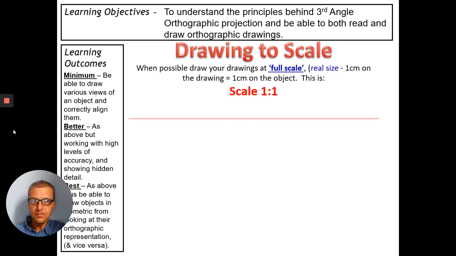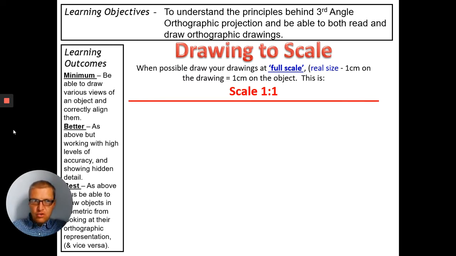Okay, so when you're drawing something in orthographic, where possible, you draw it at full scale. That means you draw it at real size. So if I was drawing my phone, let's have a look and guess, my phone's about 13 centimeters tall. If I was going to draw it at full scale, at real size, then when I draw it, the drawing would be 13 centimeters high, because I'm drawing it at real size. That is a scale of 1 to 1. 1 centimeter on the object is 1 centimeter on the drawing. They're both the same size. It's full scale, or scale 1 to 1.